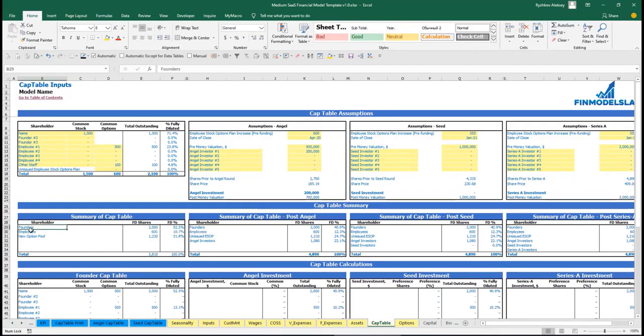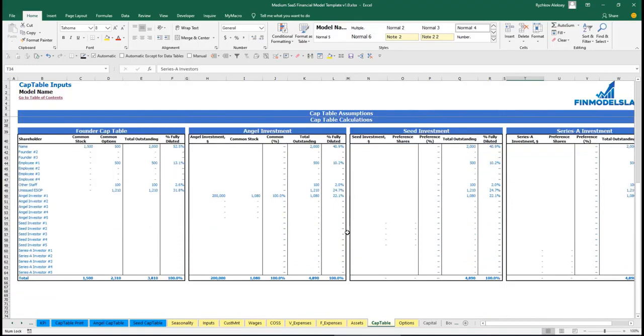So in here you can see the shareholders, which is founders, employees and new options pool broken down by shares and dilution. Additionally, you have angel investors on the next tab to the right, seed investors, and Series A investors. Below you may see more detailed cap table calculation based on the names of founders, employees, and angels. Again, you have common stock, common options, total outstanding, and the dilution percentages across these shareholders.